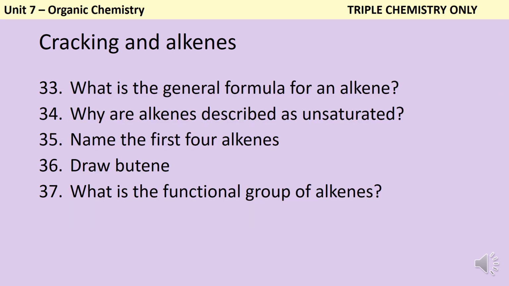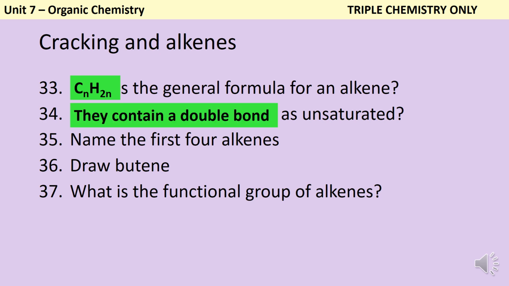The general formula for an alkene is CnH2n, so every alkene contains twice as many hydrogen atoms as carbon atoms. And alkenes are described as unsaturated because they contain a carbon-carbon double bond. Now, it's important when you're drawing them that you're aware that there's usually going to be one carbon-carbon double bond. At least at GCSE, that's all we're going to see. Sometimes you see people drawing alkenes and they think that every pair of carbons is joined by a double bond, and that's not the case.